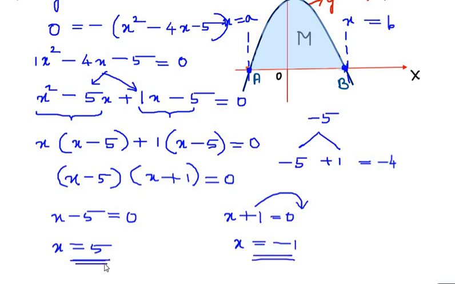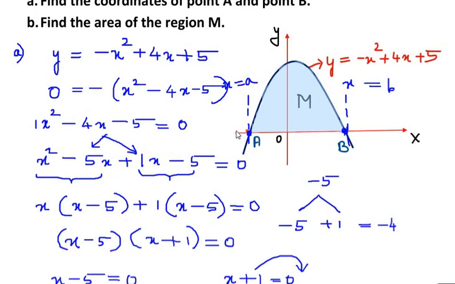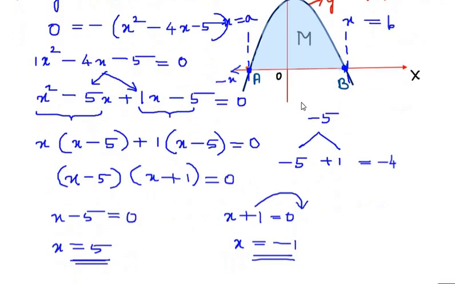So we have got two values of x. If we look at the diagram here, a is towards the negative x-axis and b is towards the positive x-axis. That means by looking at it we can say that a is at the negative x values. So a we can write it as -1 comma 0, where the y coordinate is 0.